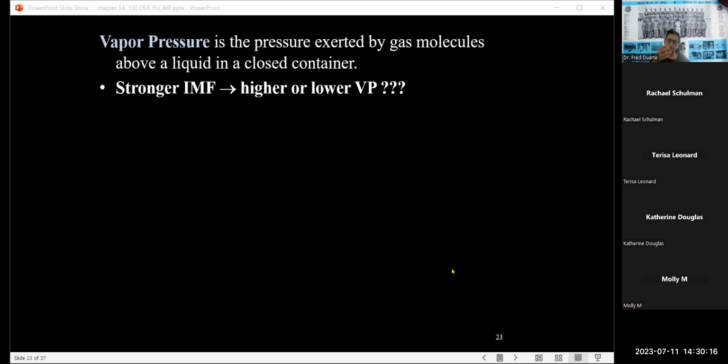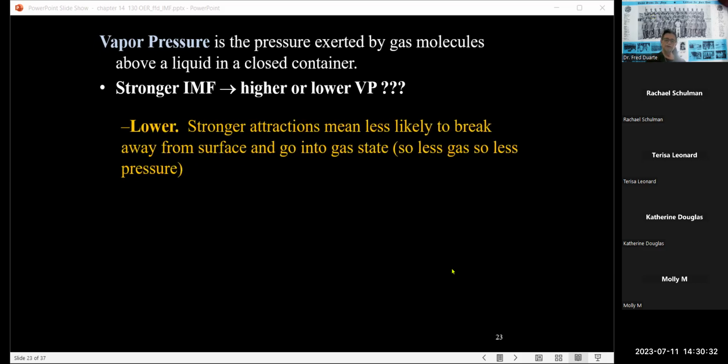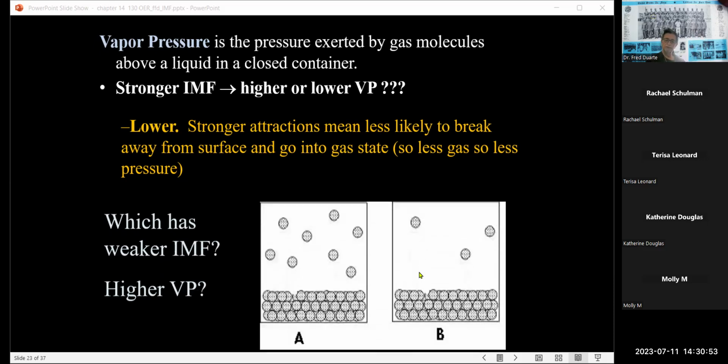So the vapor pressure is the pressure exerted by the gas molecules above a liquid in a closed container, as in that picture I drew earlier. Now, if we have strong IMF, we would expect to have a lower vapor pressure. That means that stronger attractions would mean that fewer molecules will go into the gas phase. So stronger IMF, lower vapor pressure.